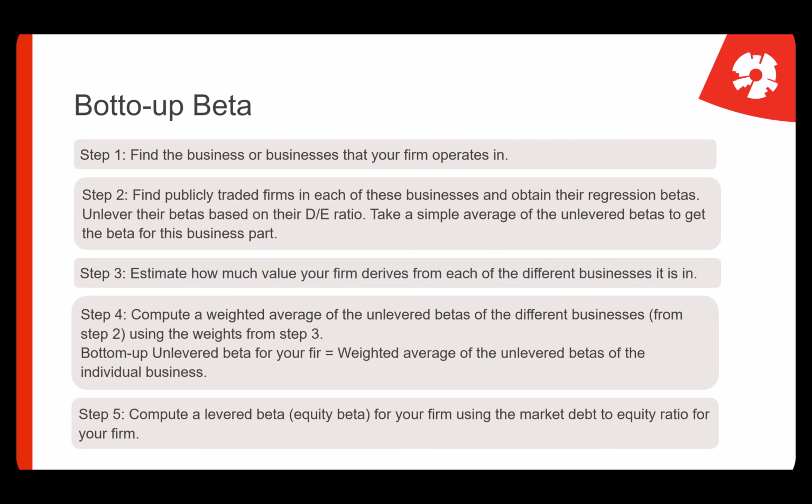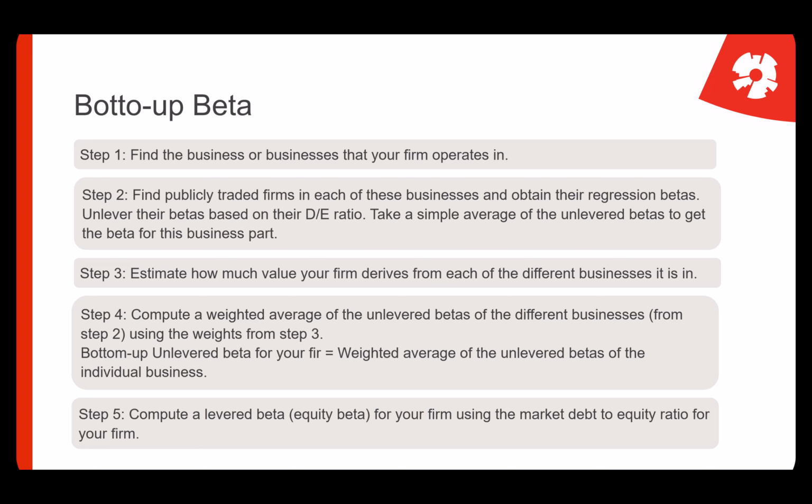Now we use the bottom-up beta because historical betas often can be noisy or unreliable. So this is the process. First we identify the industry in which the company operates and collect the betas for comparable firms. Then we unlever those betas by removing the effect of each firm's debt.